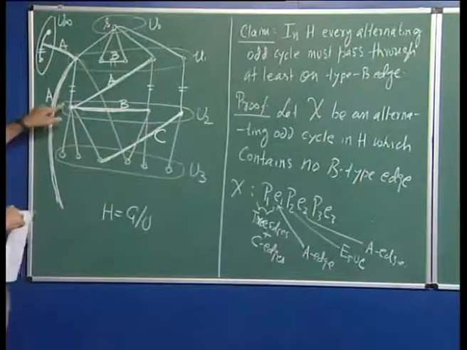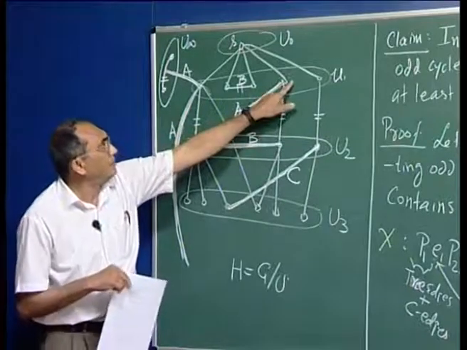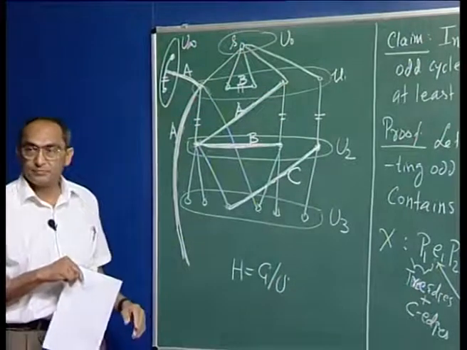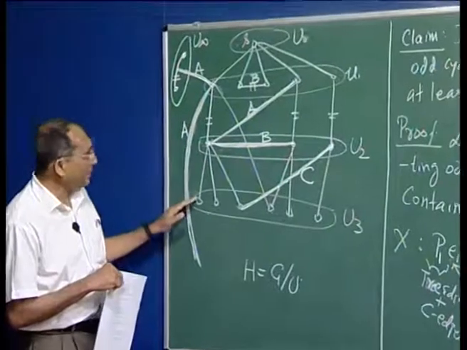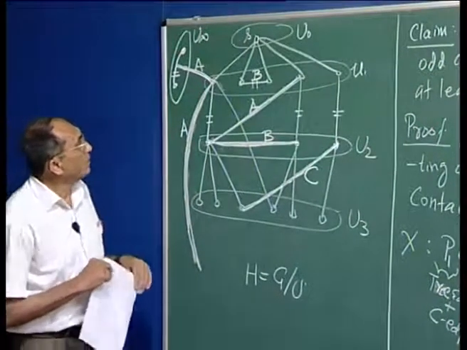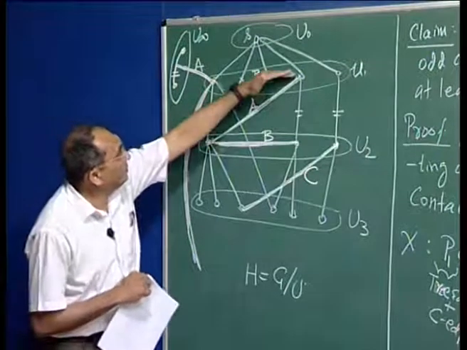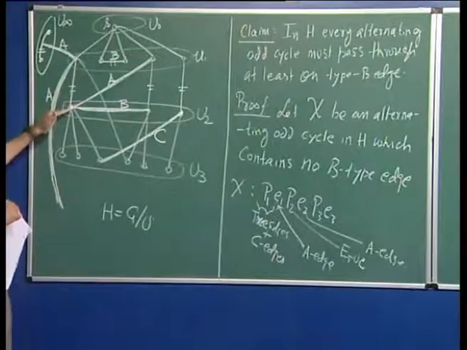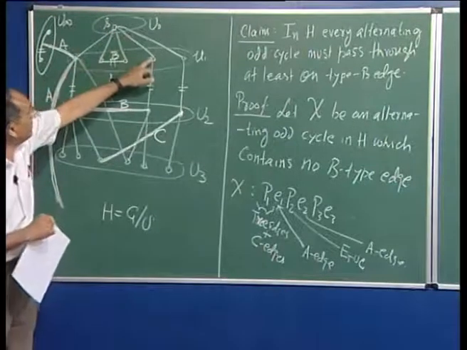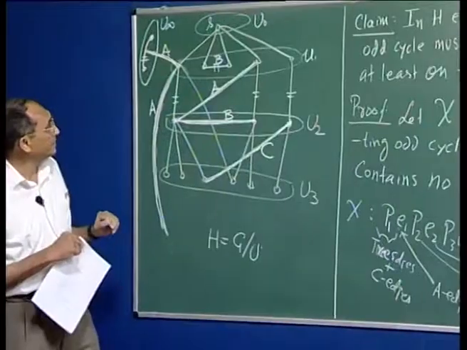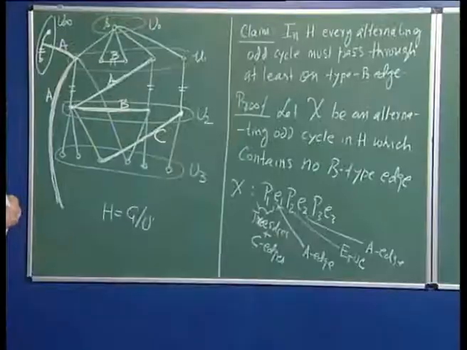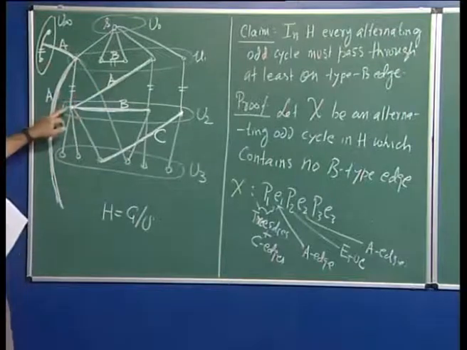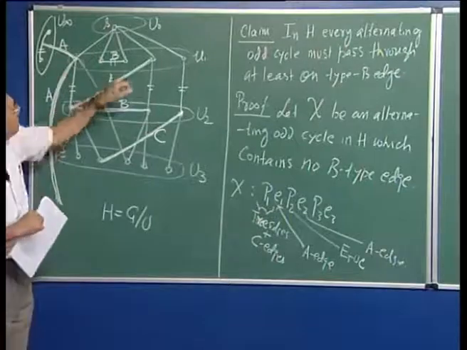Now, notice that an A edge is always connected to an odd level, and the other end can be at any level, could be either immediately the next one or any lower level. So, in case the P1 path ends at an odd level, and then it takes a descending A edge, then we will have an unmatched edge followed by an unmatched edge. That is not allowed in an alternating path. Hence, the traversal through A must have happened from an even level to an odd level.